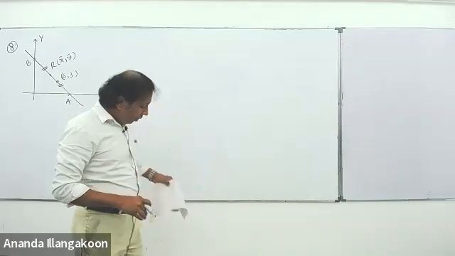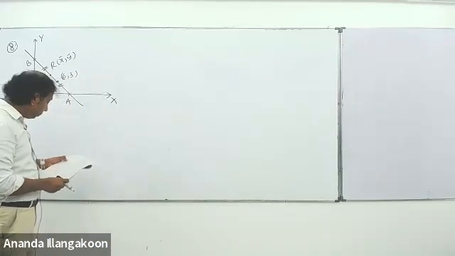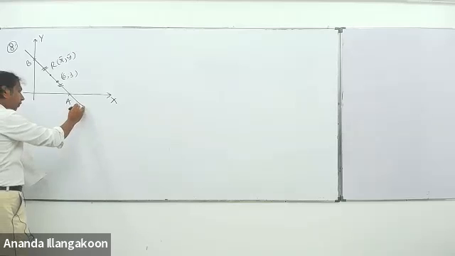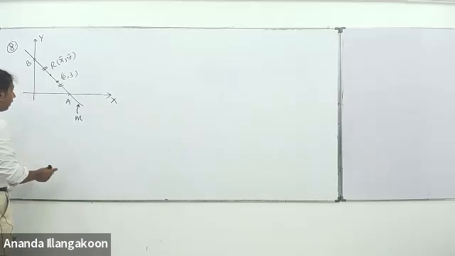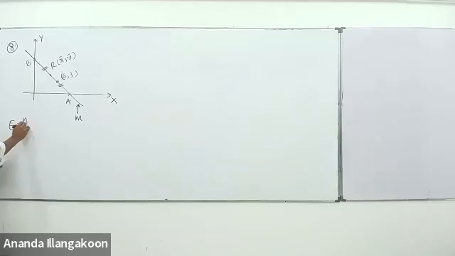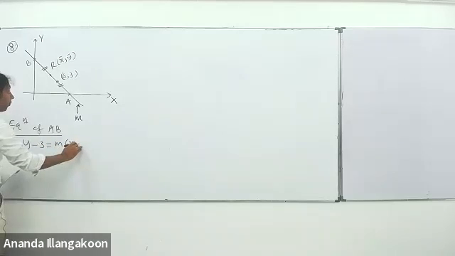Then what I do is this. I'm going to take the gradient of this line as m. Then m is a variable. Then I can write the equation of this line, the equation of AB. How to write it? y minus y naught is 3, gradient m, x minus x naught is 6. Right.